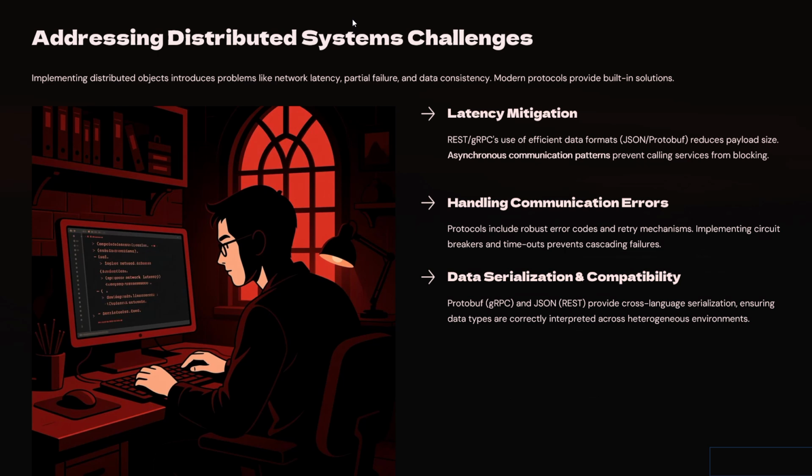Asynchronous communication patterns prevent the calling service from blocking while loading. Handling communication errors: protocols include error codes and retry mechanisms, implementing circuit breakers and timeouts to prevent cascading failures. And also data serialization and compatibility: protobuf for gRPC and JSON provide cross-language serialization, ensuring data types are correctly interpreted across heterogeneous environments.